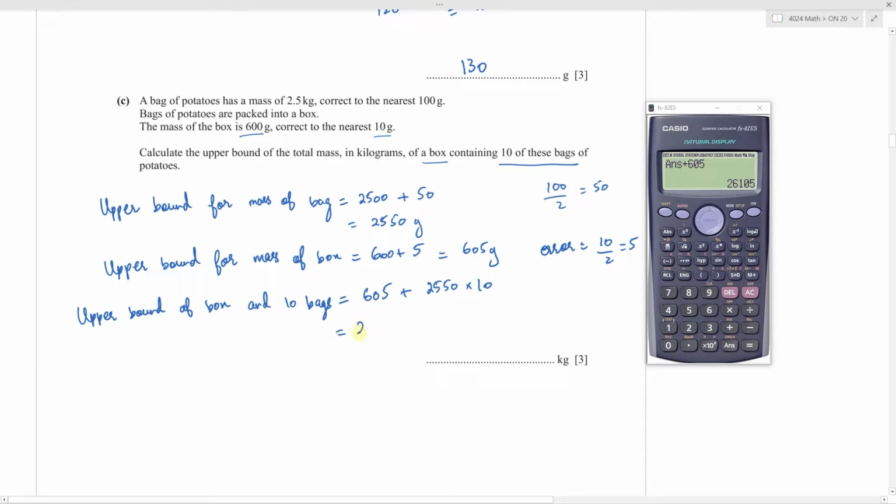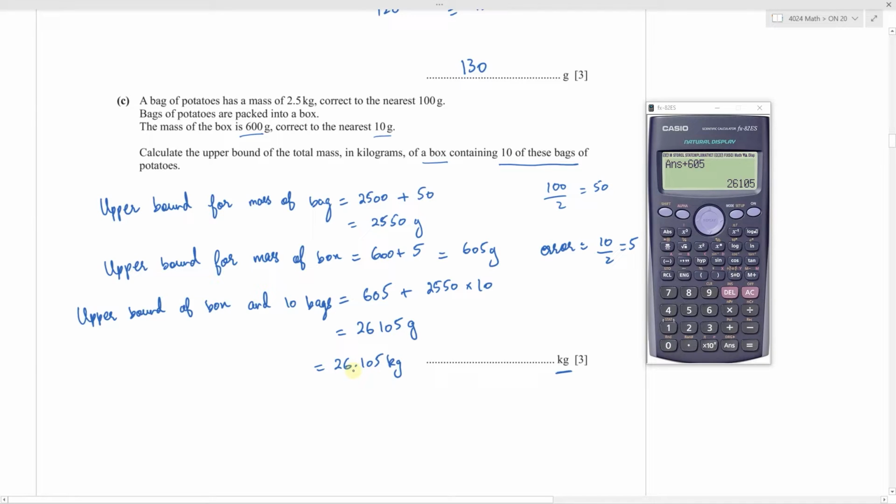So this is 26,105 grams. But the answer you need is in kg, so divide this by 1000. So this will be 26.105 kg. I won't write this down to three significant figures because this is already an exact answer.